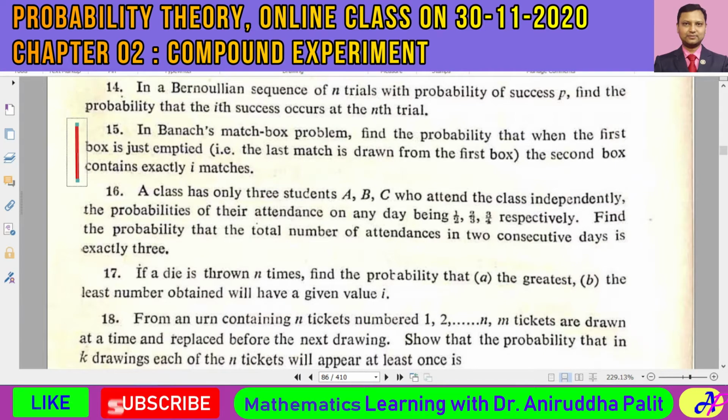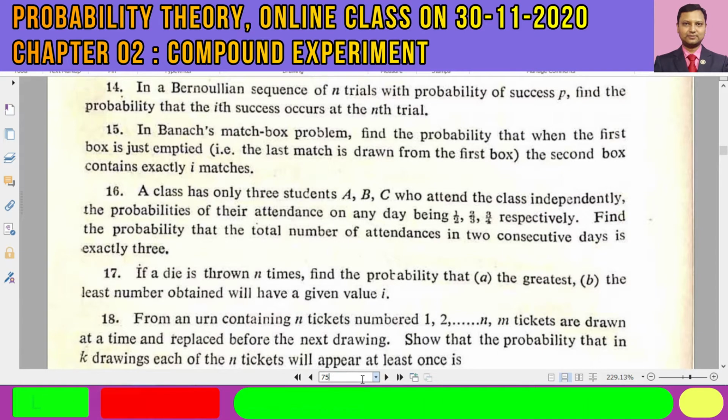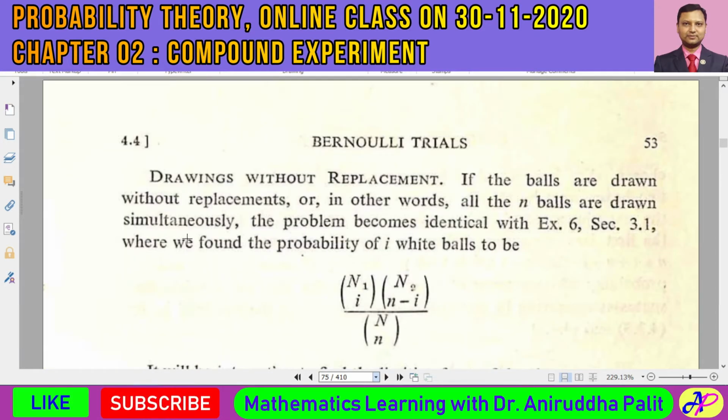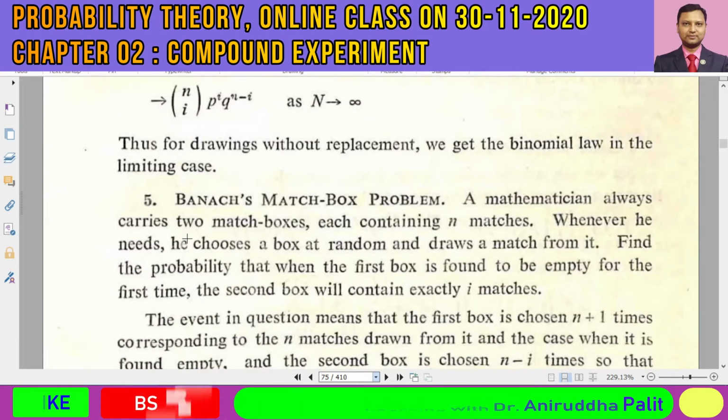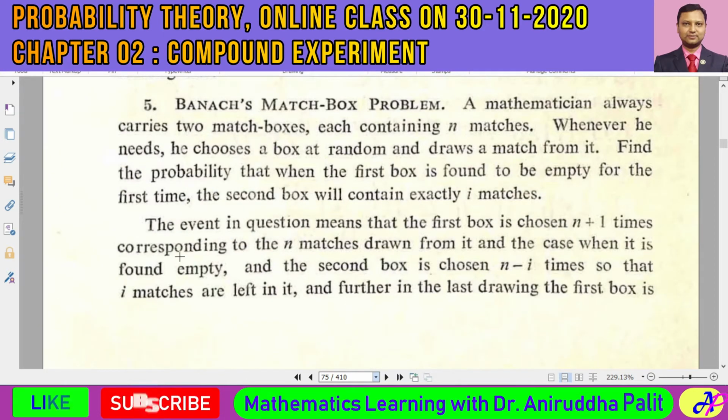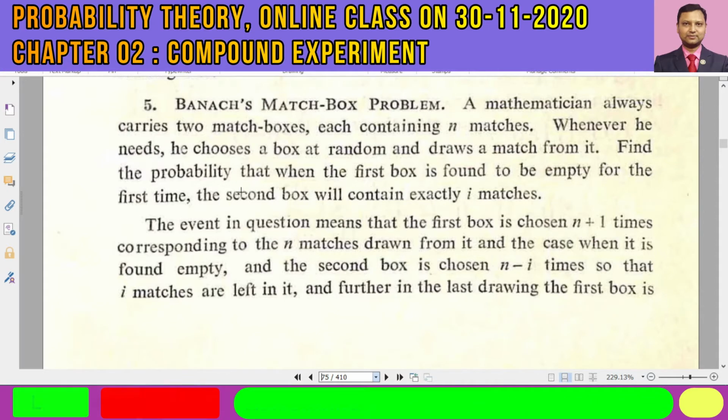So let us first go to the first part, that is this one, the Banach matchbox problem. What does it say? It says that a mathematician always carries two matchboxes.